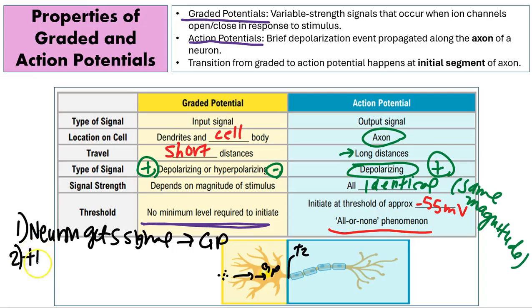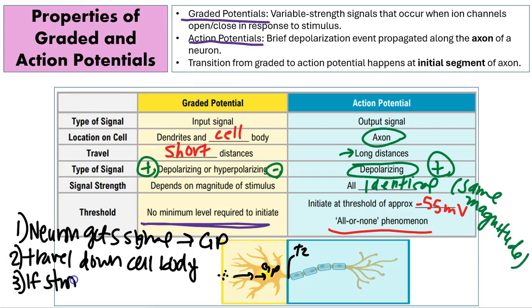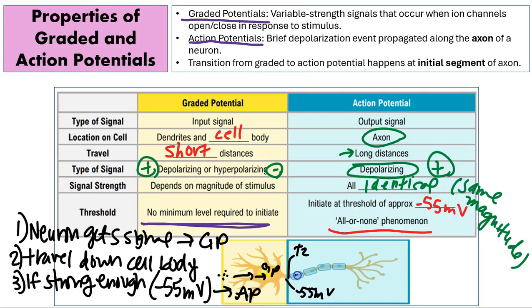Next, that signal is going to travel down the cell body, which I already showed you here, the graded potential traveling down the cell body. And if strong enough, what do we mean by strong enough? Negative 55 millivolts at that trigger zone, you will get an action potential. So let's say we hit the negative 55 millivolts, then we're going to have the action potential to transmit that signal. And that's it. Let's go ahead and get into one question on the worksheet, and then I'll see you for part 2.